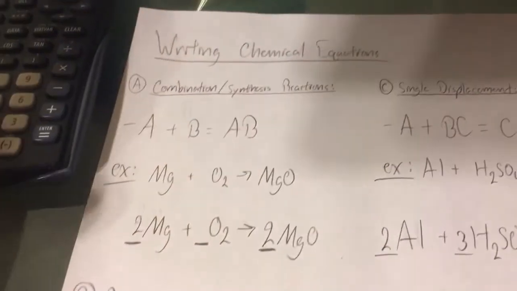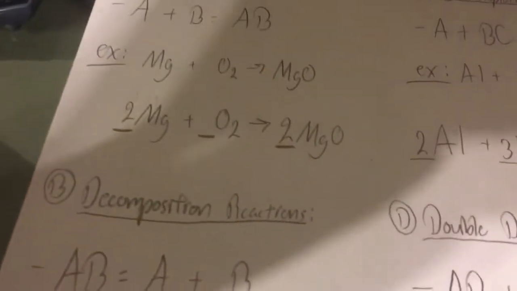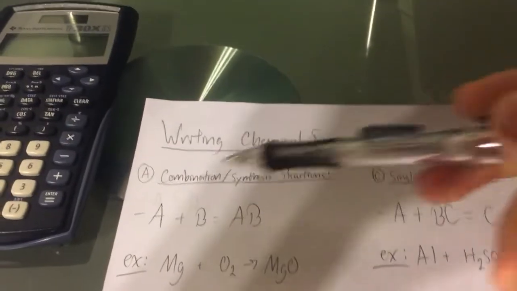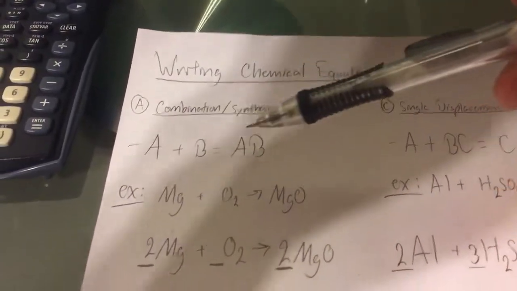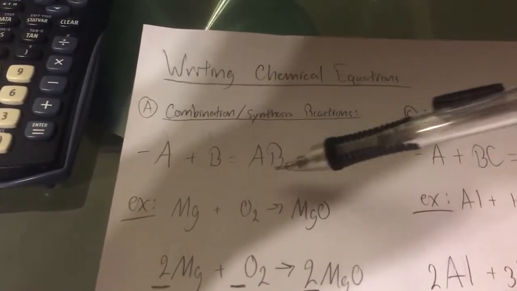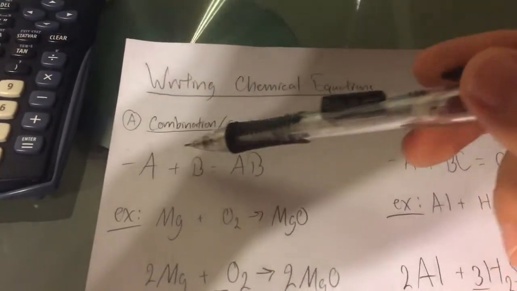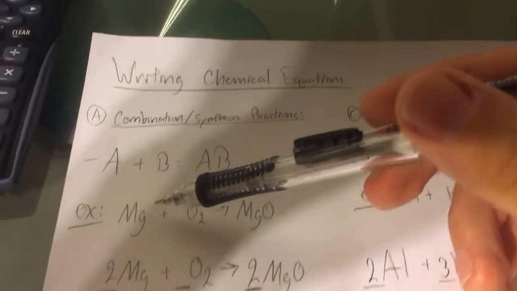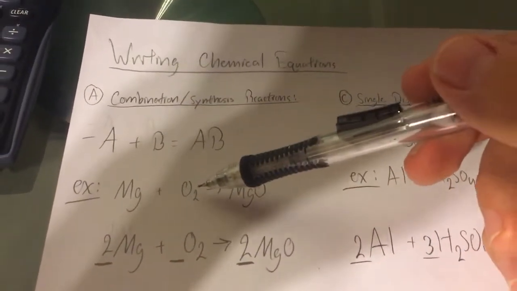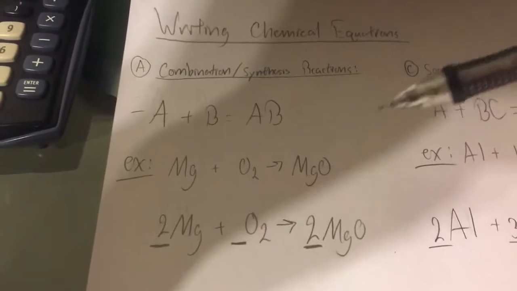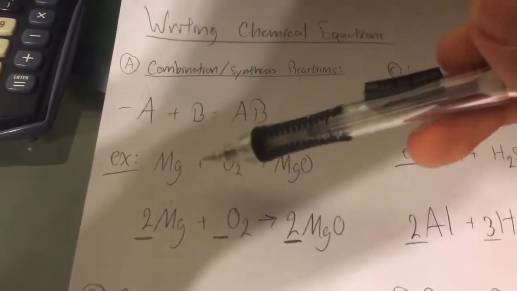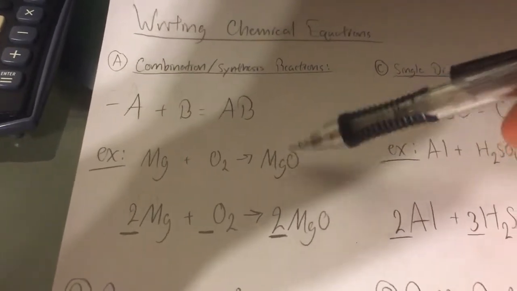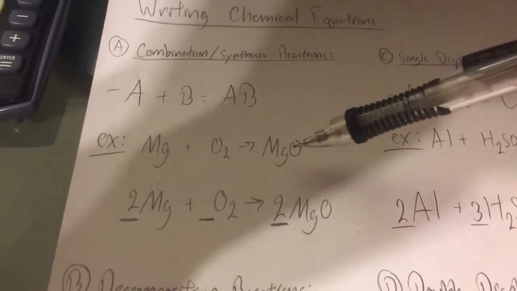The first one we have is a combination or synthesis reaction. Basically, this kind of reaction is where two simple compounds or simple elements come together and become a more complex compound. As you can see, A plus B equals AB. An example would be magnesium plus oxygen yields magnesium oxide. So two simple substances come together to become one more complex compound.